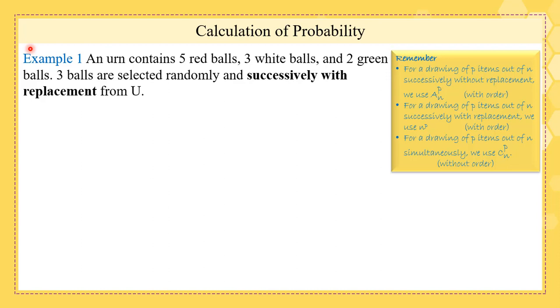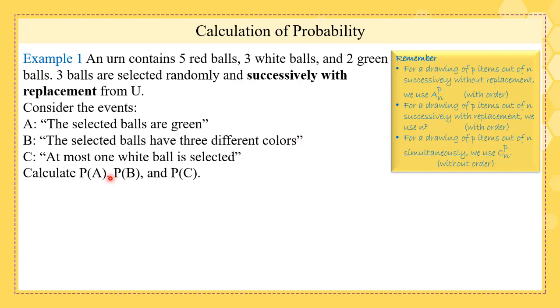An urn contains 5 red balls, 3 white balls, and 2 green balls, so it contains 10 balls, and we need to select 3 balls randomly and successively with replacement from the urn. So remember, in this case we are talking about the successive with replacement selection. So we need to use exponents, and the order is very important.